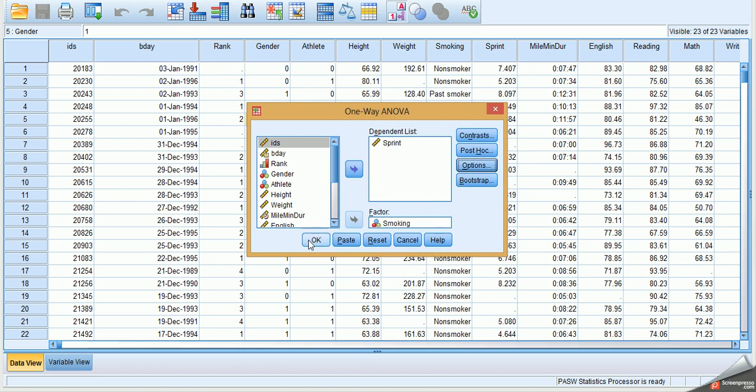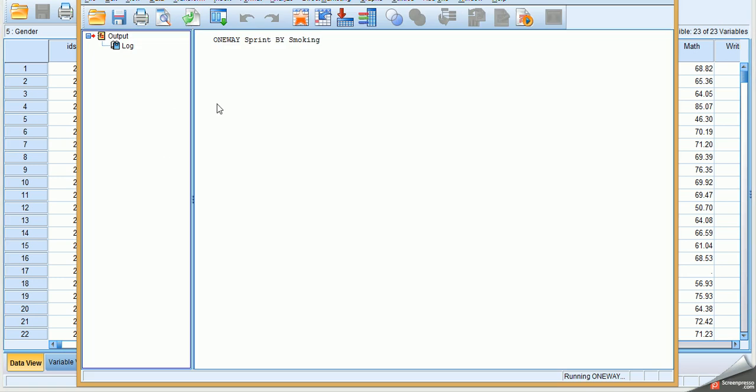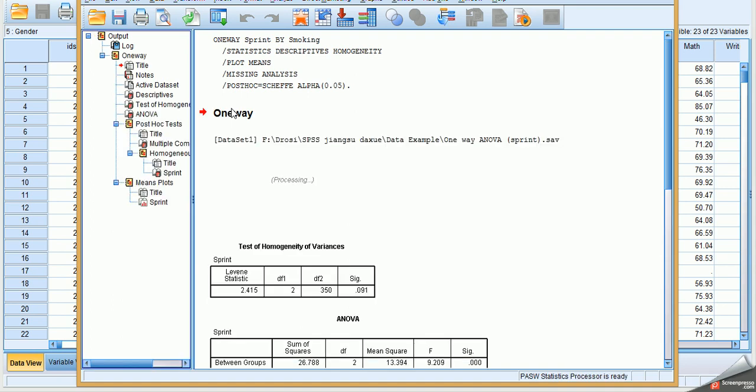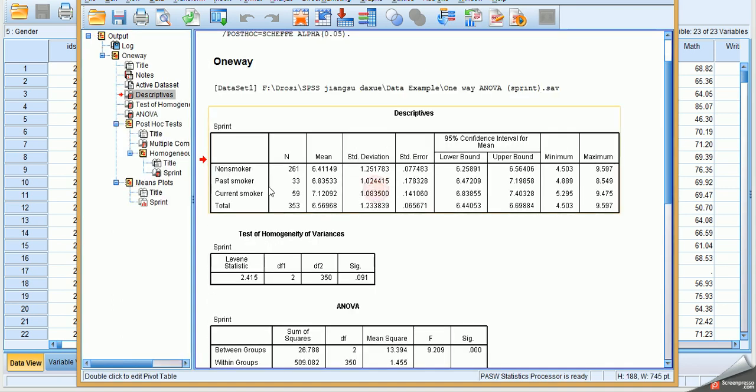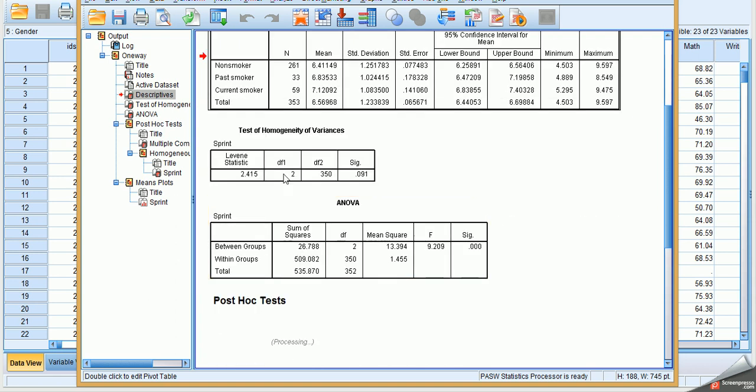Alright, now everything is okay. We have the descriptives here, the number of observations for each group. We have 261 non-smokers, most of them are healthy, and the rest are past smokers 33 and current smokers 59. For each group we have the mean, standard deviation, standard error, the confidence interval, the minimum, and maximum.